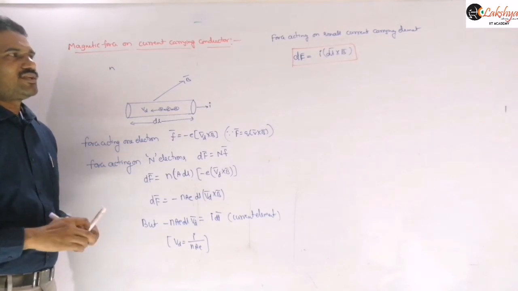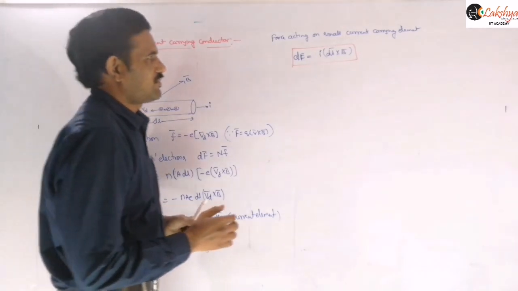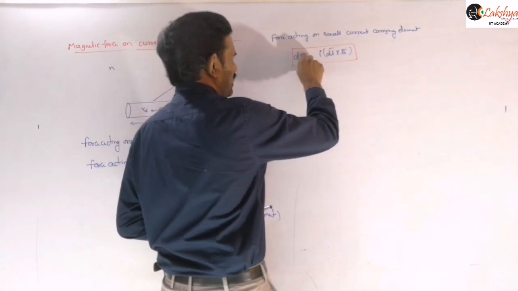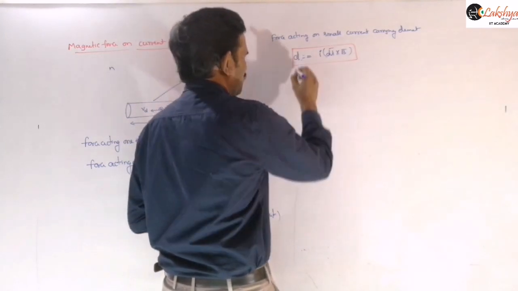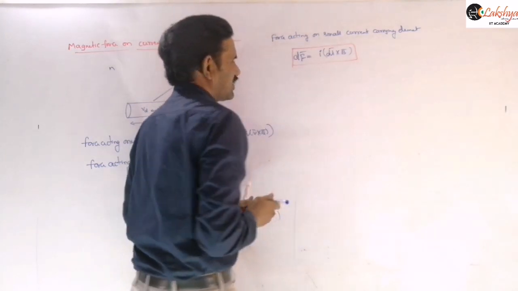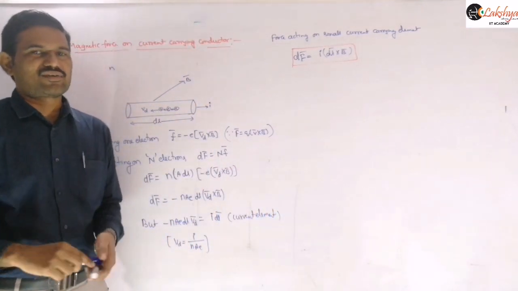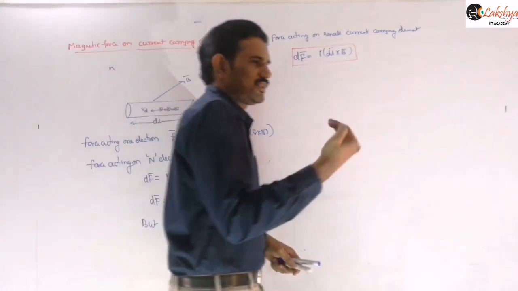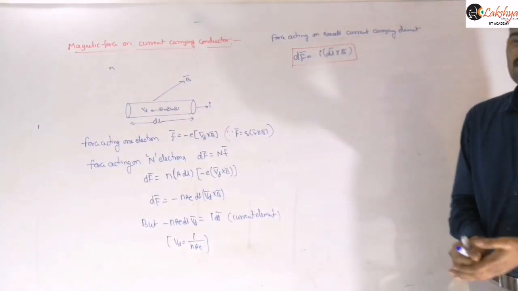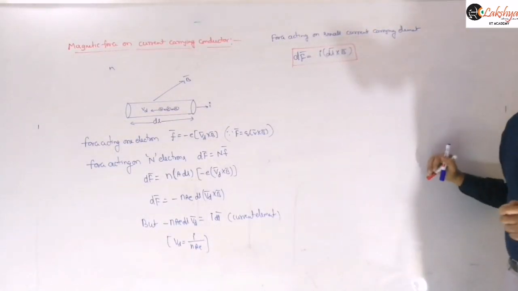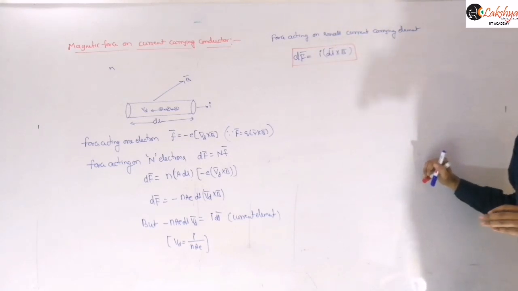And so now here again, the direction of this force will be perpendicular to dl bar and B bar. You can write here: the direction of that force is perpendicular to the dl bar and B bar. Is the dl bar direction clear? dl bar direction is nothing but the direction of the current; you always need to consider the direction of dl bar as the direction of the current.